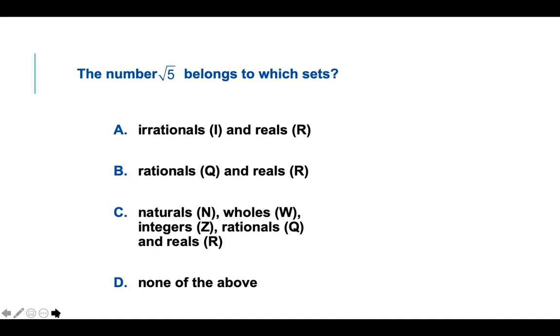In our last You Try, we have to classify the square root of 5 into which sets. Is it A, irrational and real? Is it B, rational and real? C, natural, whole, integer, rational, and real, or none of the above? Go ahead and take a moment to pause the video and try this one on your own.